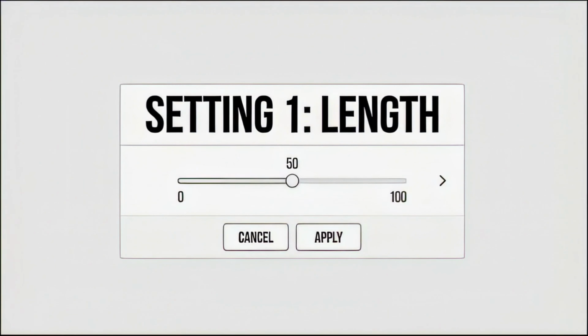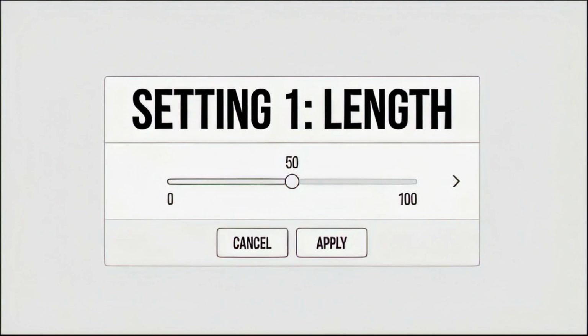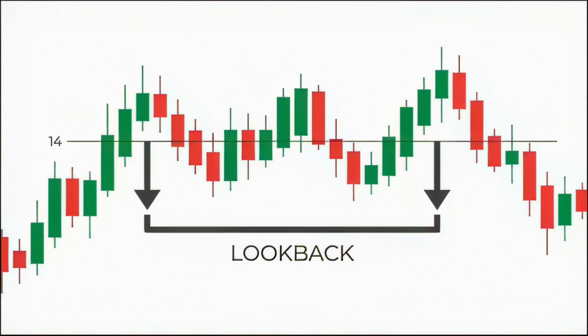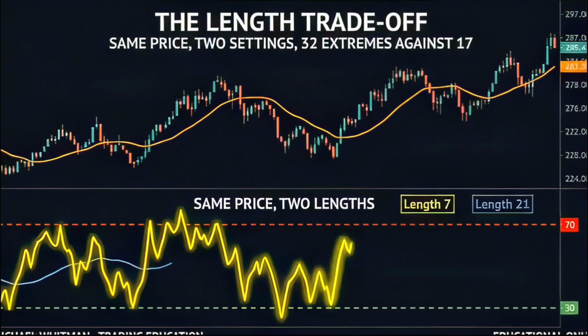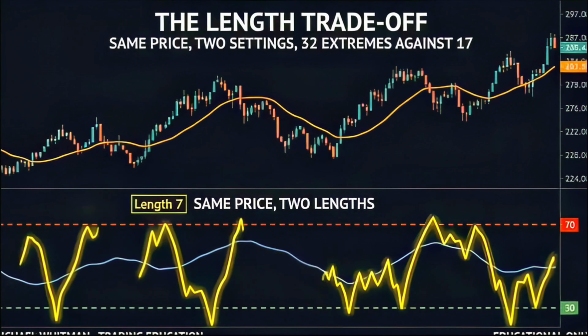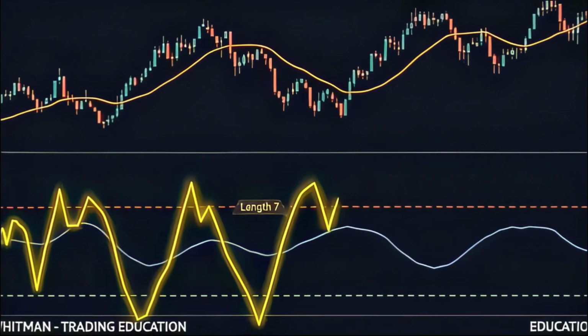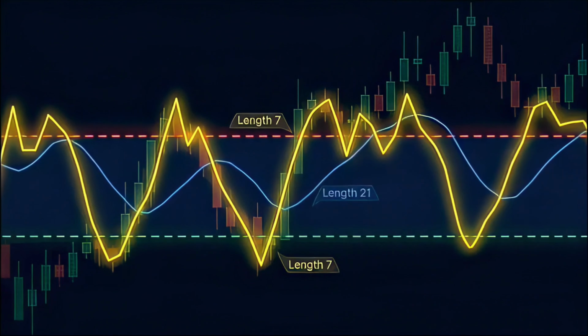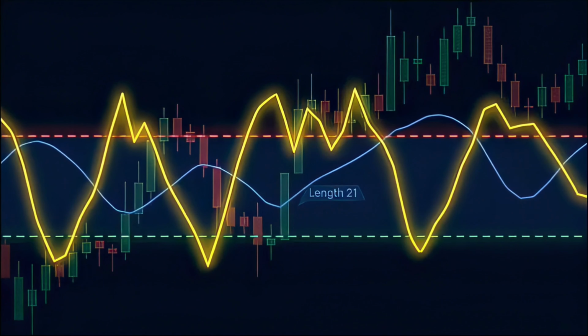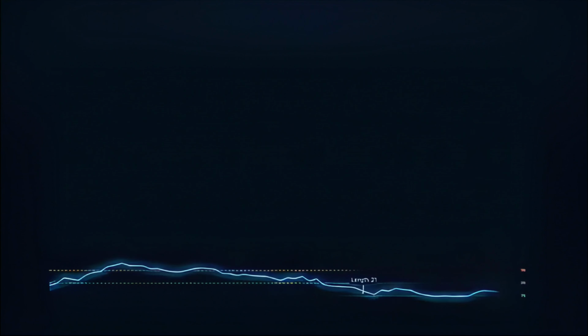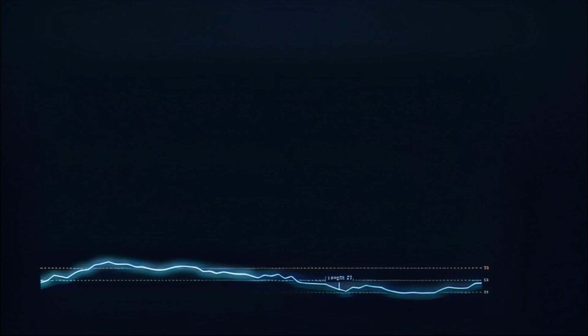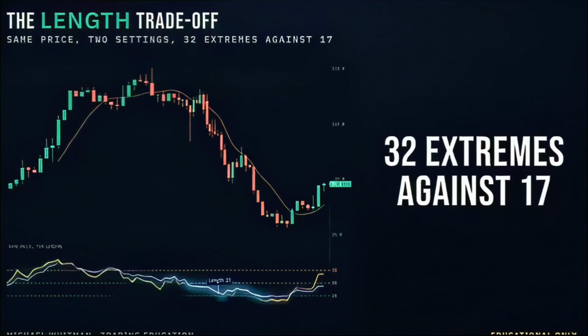Setting 1 is the length, and it is the one that changes everything else downstream. The default is 14, and what that number decides is how many candles go into the comparison. Shorten it and the tool becomes hypersensitive. On a length of 7, the readings swing violently, hit the extremes constantly, and react to a move within a candle or two. Lengthen it to 21, and the line flattens out, rarely touches the extremes at all, and only speaks when something substantial has happened.